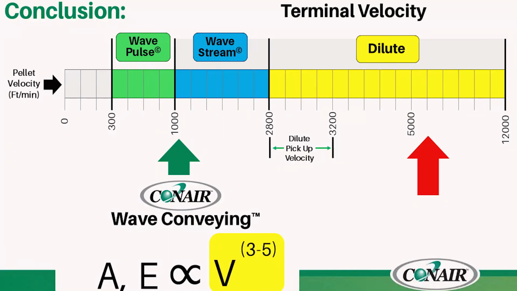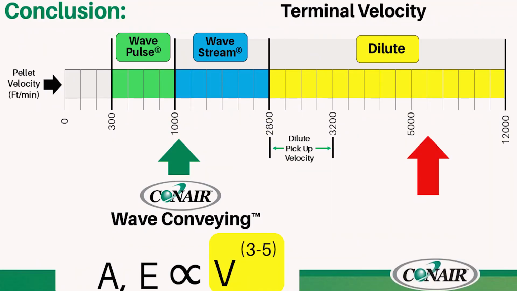receiver. What we show here is dilute phase conveying is extremely fast conveying with respect to pellet velocity. Wave stream will terminate, and by terminate I say the pellets will enter the receiver at a speed slower than where dilute phase conveying is even picking up the pellets. That's how powerful this technology truly is.